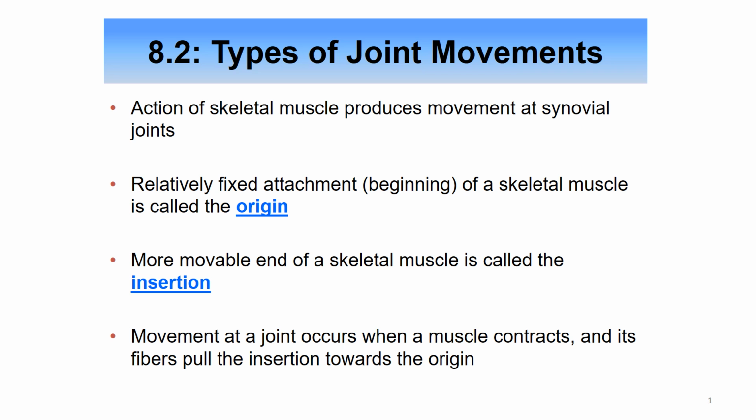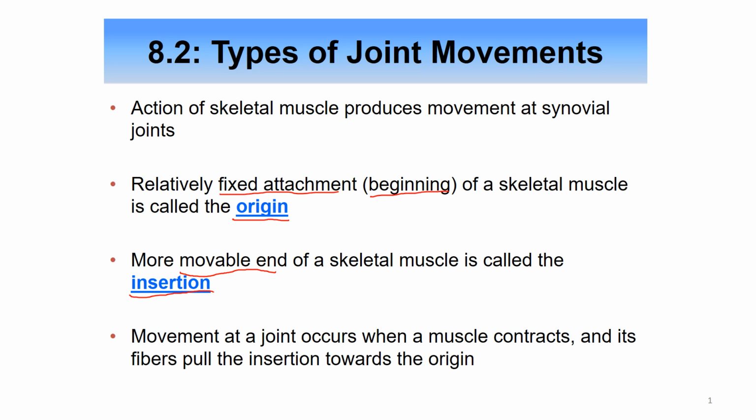This part will start with the joint movements. Now, we're able to produce movements because our muscles pull on the bones that they attach to. The fixed attachment, or the beginning part of the muscle, is called the origin. This is the part that doesn't move as much. But then the more movable end, the end part of the muscle, is called an insertion.